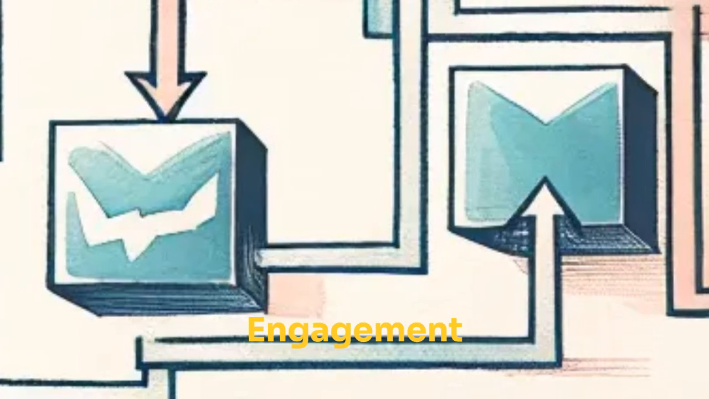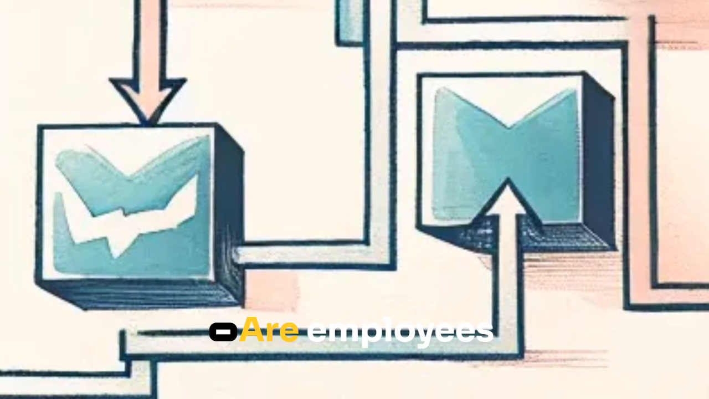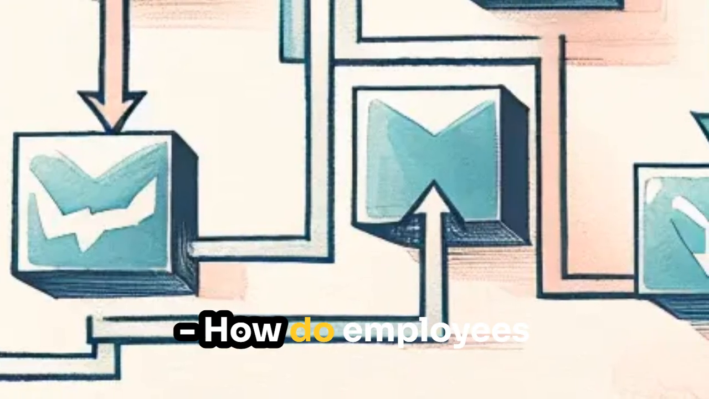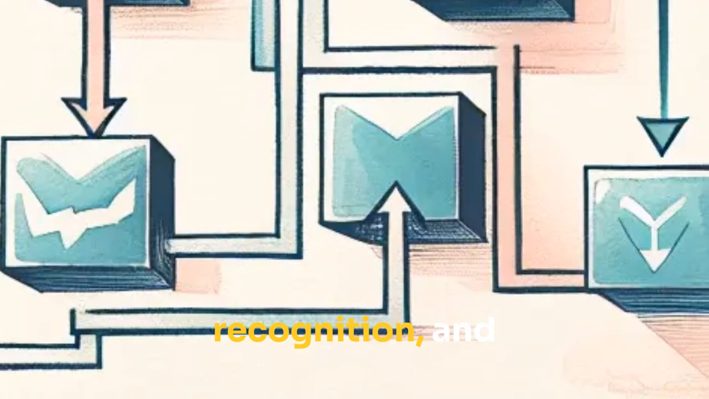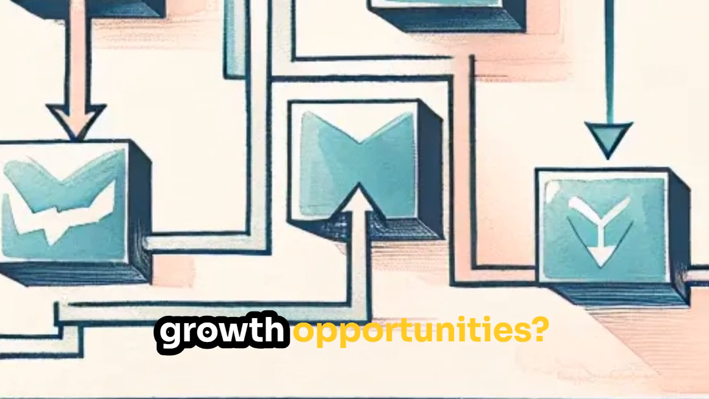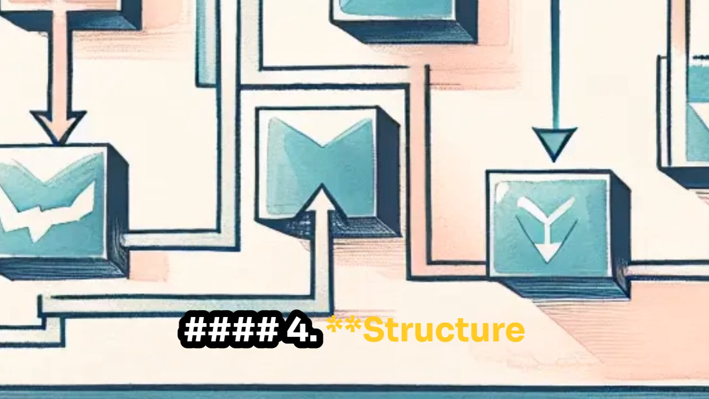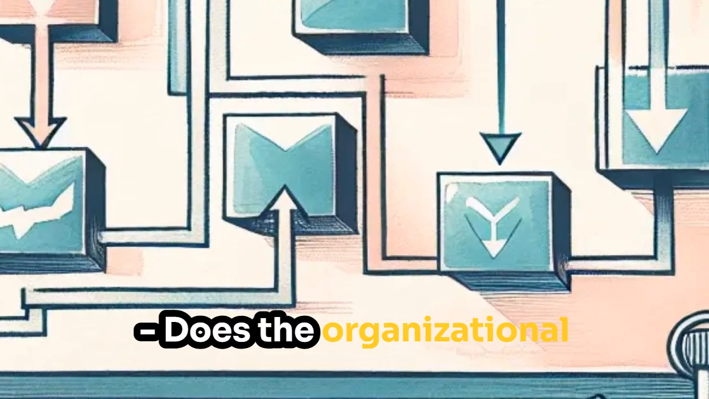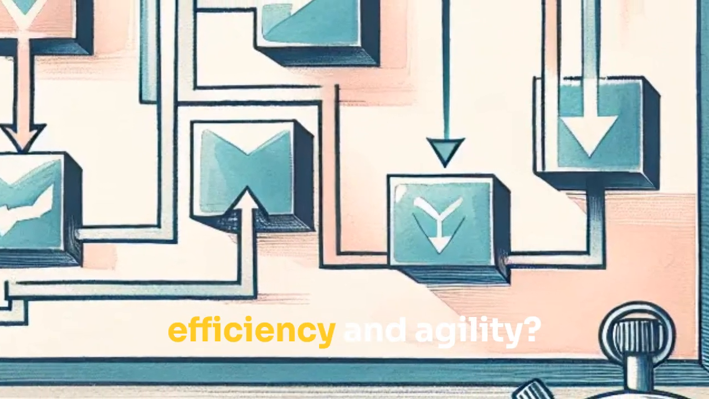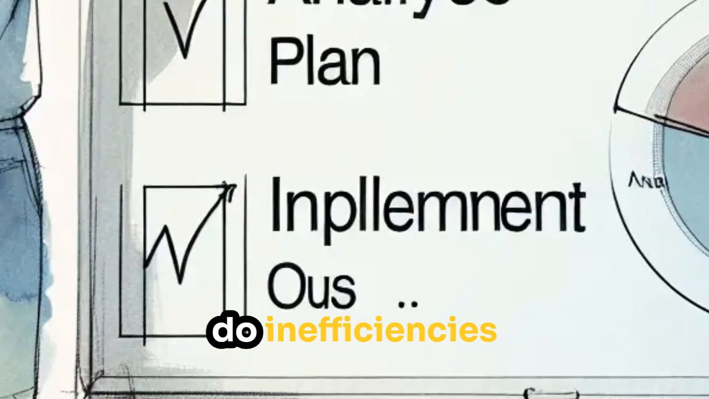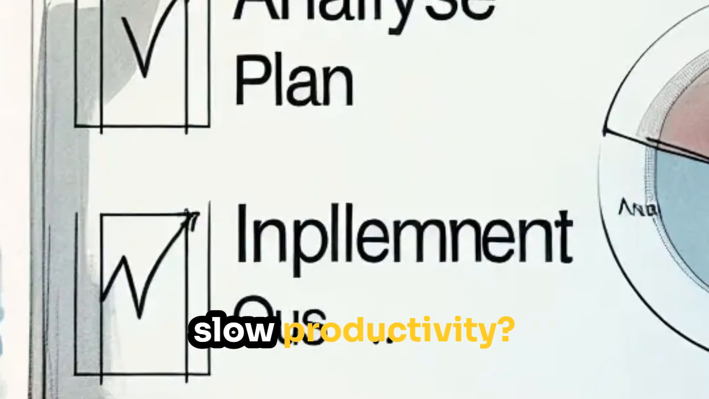3. Employee engagement and morale. Are employees motivated and satisfied with their roles? How do employees perceive communication, recognition, and growth opportunities? 4. Structure and processes. Does the organizational structure support efficiency and agility? Are processes streamlined or do inefficiencies slow productivity?